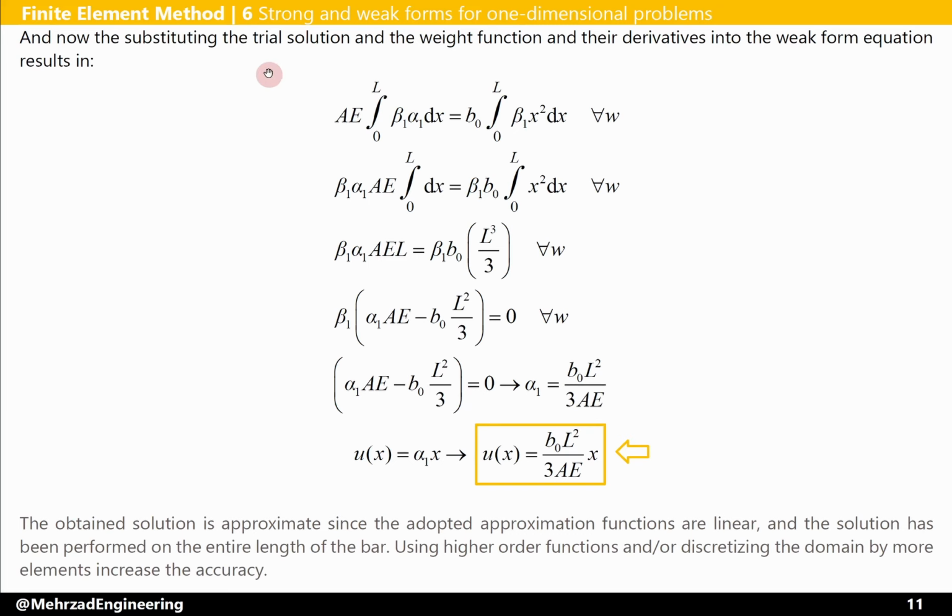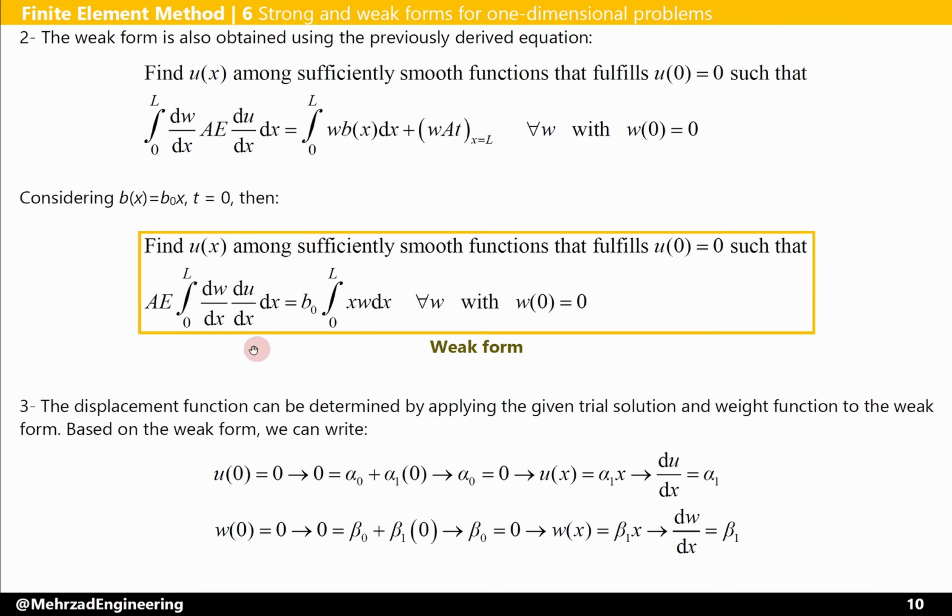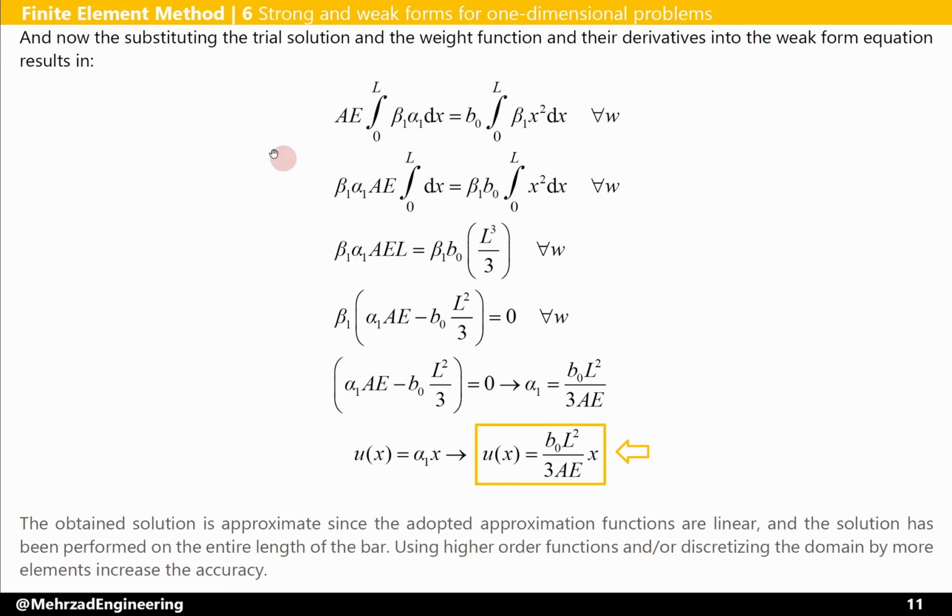Now we want to substitute the trial solution, the weight function, and their derivatives into the weak form to find the solution. So if we refer to this equation in the weak form, we could apply beta 1 instead of dw/dx, substitute alpha 1 for du/dx, and instead of w we could use beta 1 x, and this will be the result. Now we could find this equation because beta 1 and alpha 1 are constants. They can be taken out from the integration, and this will be the result.